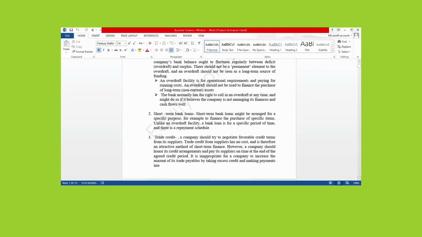A bank loan is for a specific period of time. There is a specific repayment period for a bank loan, and usually there's a repayment schedule. The bottom line is that a company can choose to finance its business with a short-term bank loan.